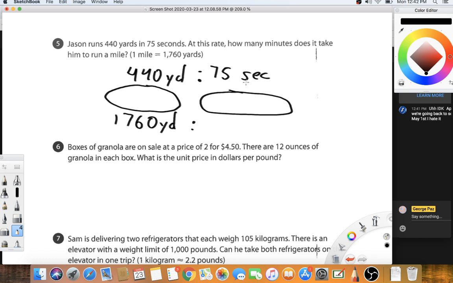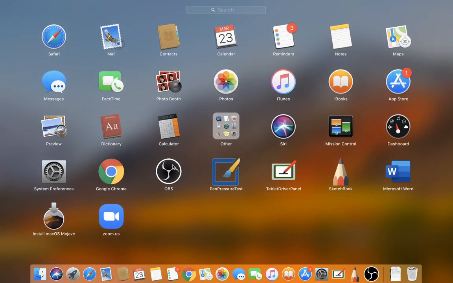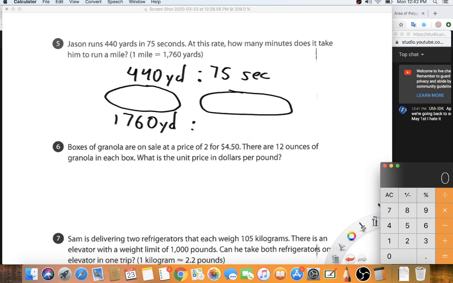this mile. Now the question is asking me how many minutes does it take him to run this mile. So I'm going to have to change this again. So let's not worry about that yet. Let's just worry about what I need to multiply 440 by to get 1,760. Again, I can't do that in my head, so I'm going to use the calculator and divide it. So I'm going to do 1,760 divided by 440, and we get 4.